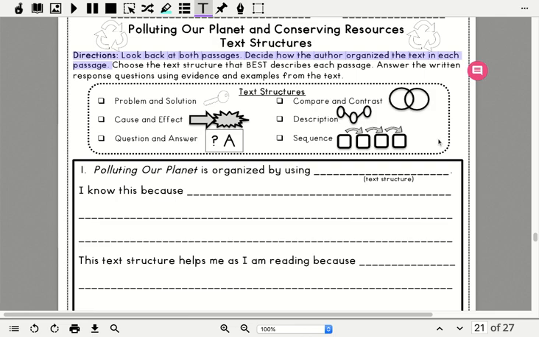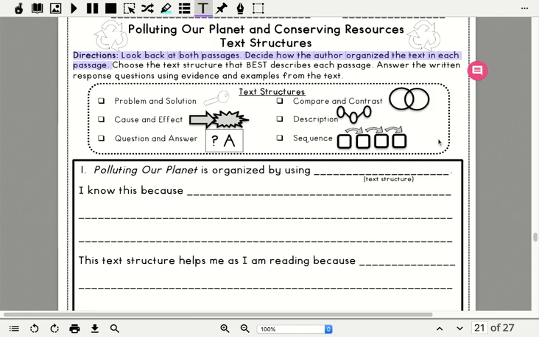Compare and contrast, it's not showing me just 2 things. I've got several things on this paper. Description is a possibility because it does give us quite a bit of description. And sequence is when things are in order, like first, next, last. And I don't see any of those words. But my main thing that I see is cause and effect.